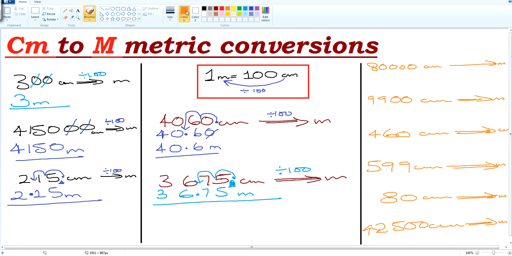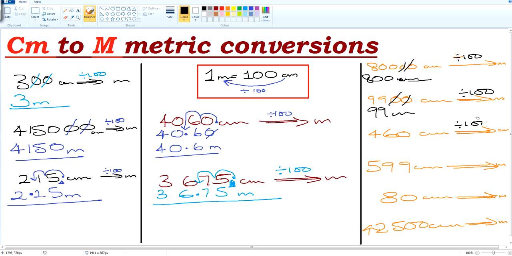Okay, let's have a quick look at these questions now. 80,000 centimeters, we're changing them into meters. What do we need to do? We need to divide it by 100. So we knock off 2 zeros. The answer is 800 meters. This next one, we divide that by 100. We've got 2 zeros, that gives you 99 meters.